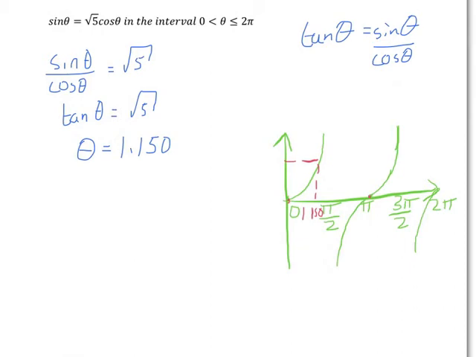So you do pi add on 1.15 to find the solution, which if you do that, you find that the second solution is 4.292. And these are our two solutions for theta in the range of 0 to 2 pi. So a quick sketch of the curves will help you find all the solutions for a given trigonometric problem.